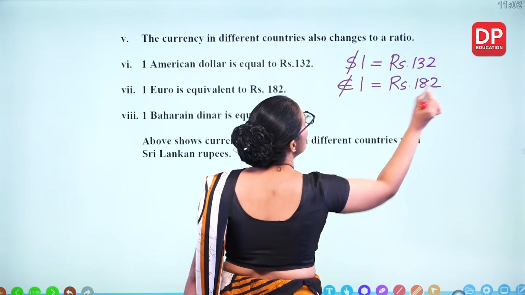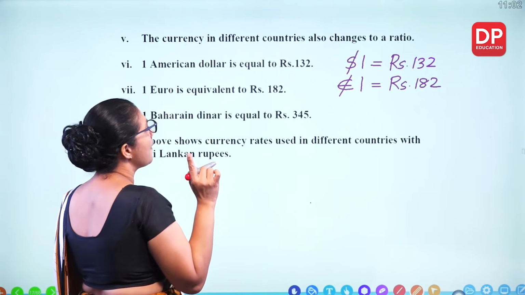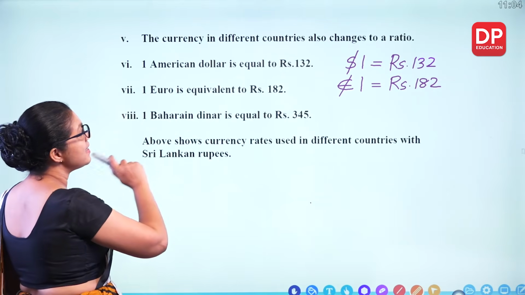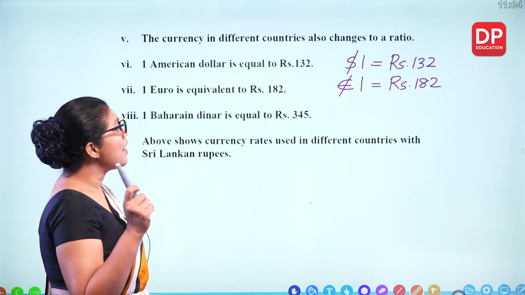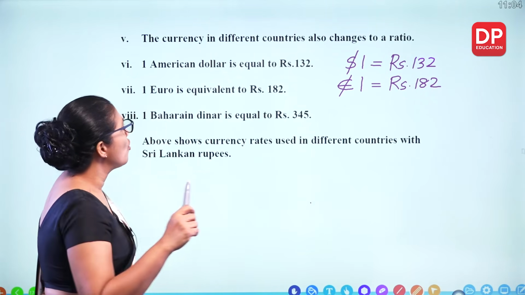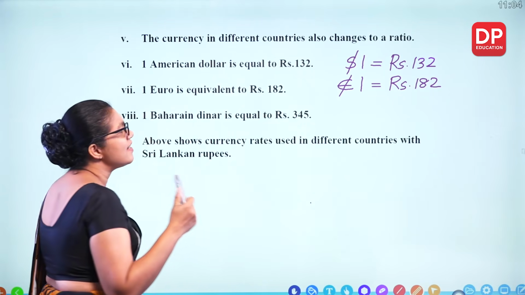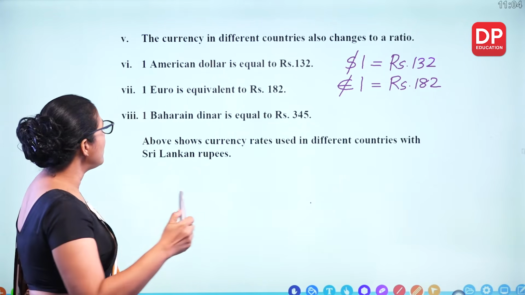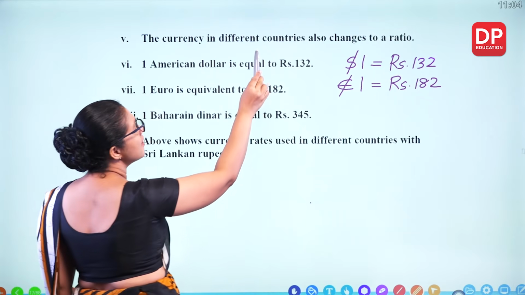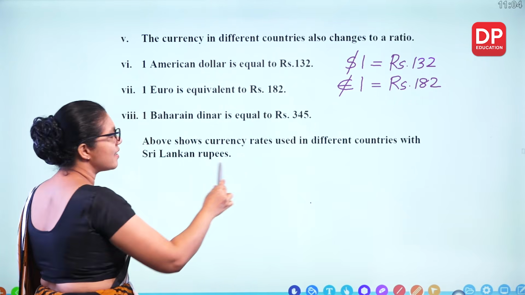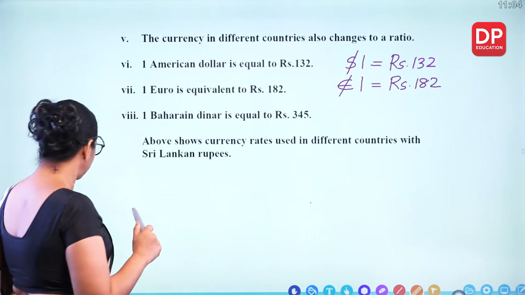182 rupees. So here 1 Bahrain dinar is equal to 345 rupees. So you get different rates in different countries. So all these are converted to Sri Lankan rupees.